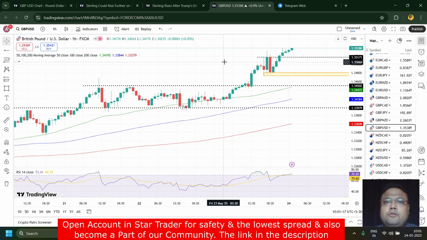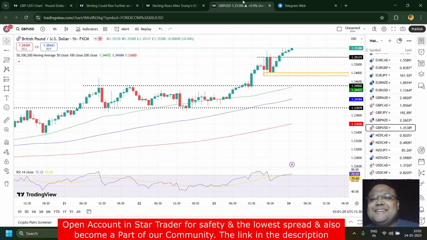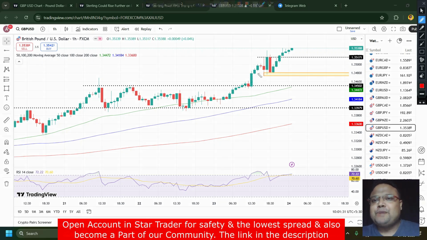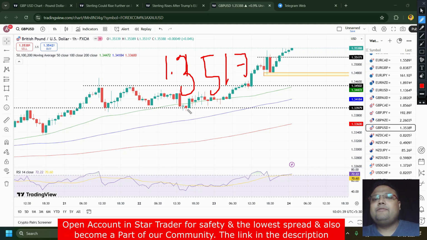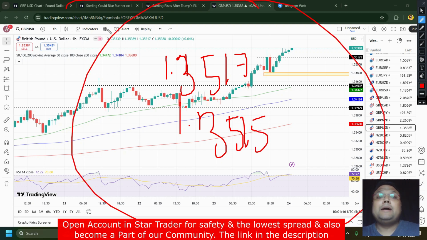And if you're looking for a fresh position in the market, then obviously buy at dip or buy at retracement will be the best strategy for you, safety wise. So where are the opportunities then? The first opportunity that you can explore is 1.3517 to 1.3515. This is the first level that you can look for a buy position.